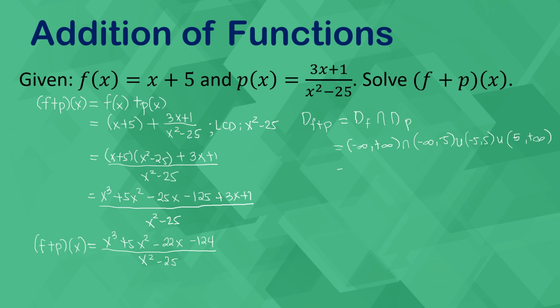Okay, which means the intersection will be all real numbers less than negative 5, union of negative 5 and 5, union of all real numbers greater than 5. So which means to say that we will exclude two values which are negative 5 and 5 as a value of x to the function, to the new function, and of course to p of x.